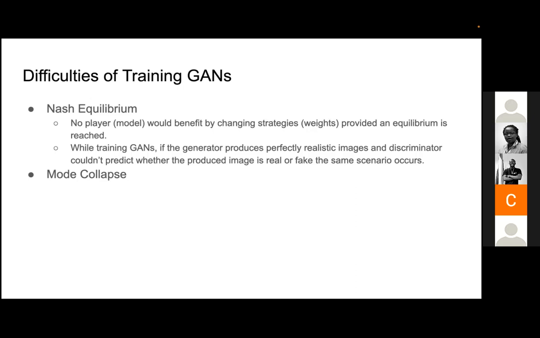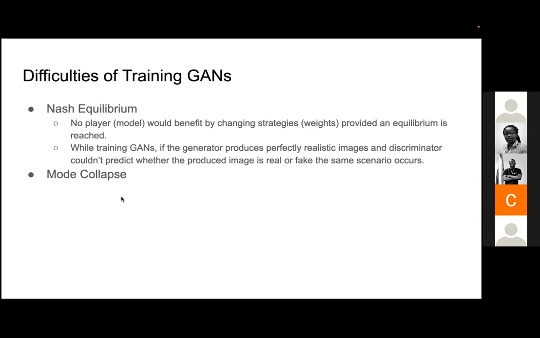So in this two-sum game, let's imagine this as hide and seek, where the generator is hiding perfectly and the discriminator was not able to seek. So if the discriminator was not able to seek, the generator goes and hides in the same position at every given point of time, and the discriminator won't be able to seek it, right? So the generator produces the same output again. One thing that is different between Nash equilibrium and mode collapse is that even when the Nash equilibrium is reached, the generator produces some random stupid images. But in mode collapse, the generator doesn't produce random stupid images. It produces the same image at any given point of time.